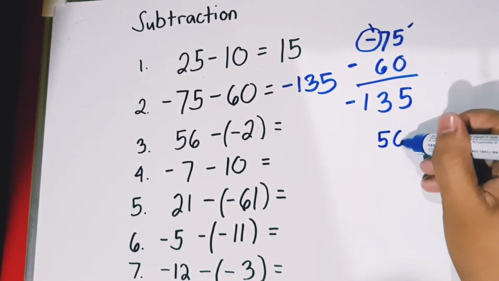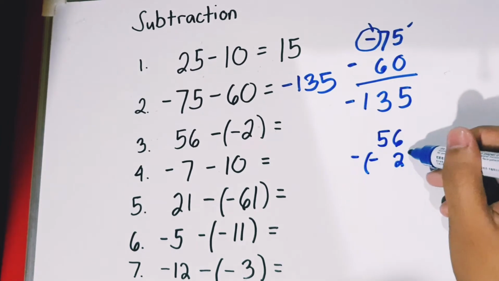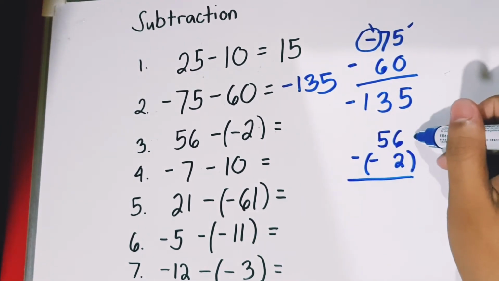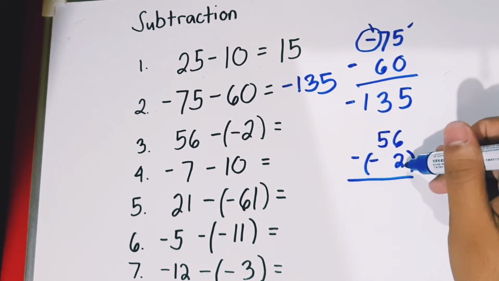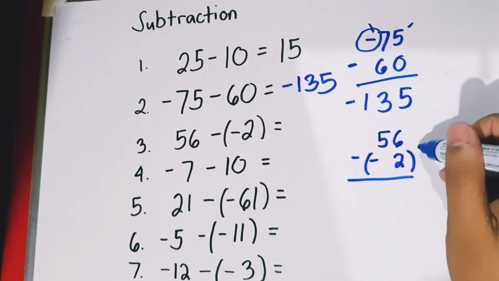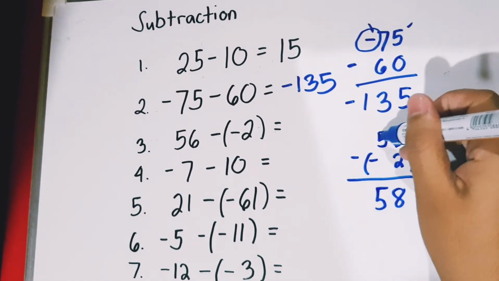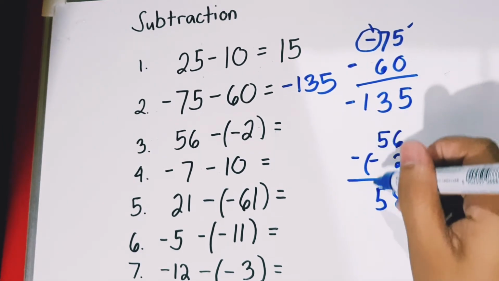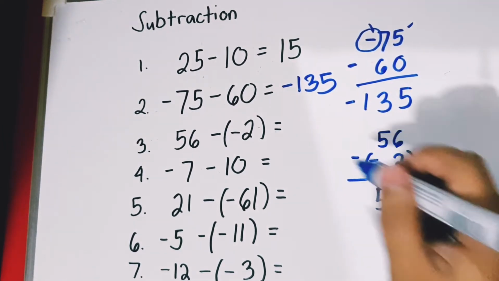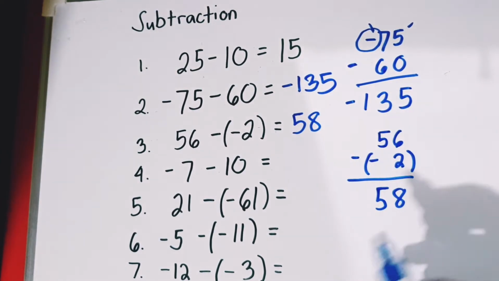So as we can see, positive 56 minus negative 2. If the first one is positive minus a negative integer, which is negative 2, add them both, and then it's equal to 58. Follow the sign of the first number. So this one is positive, so we'll just put it right there. So 58, or positive 58, or it's okay not to put the positive sign because it's positive.